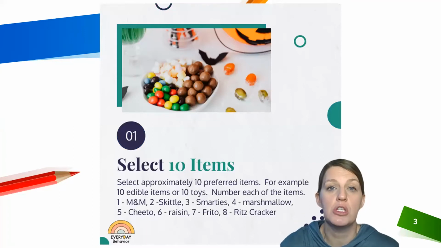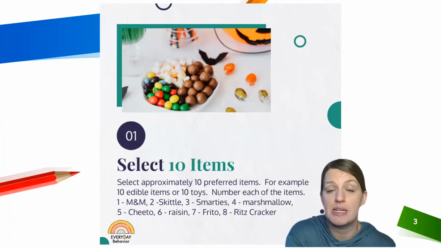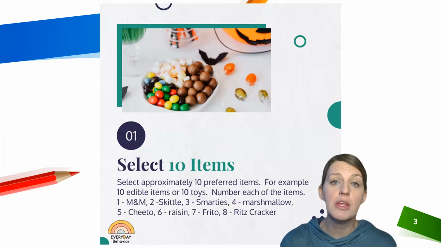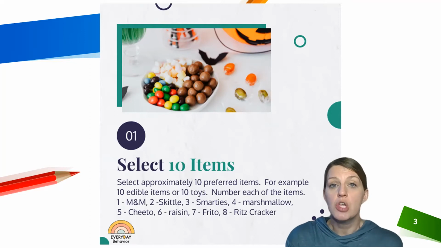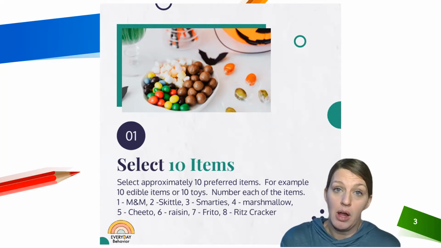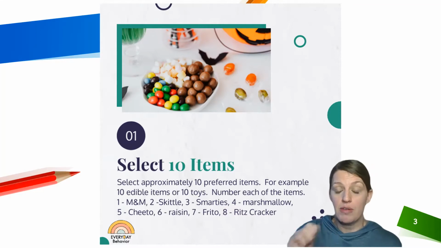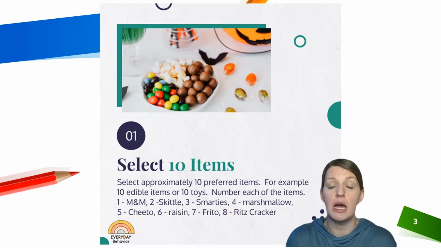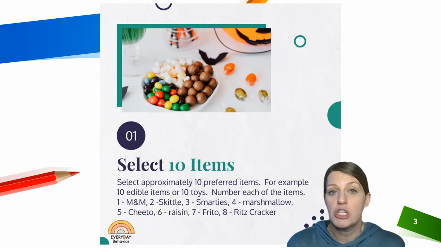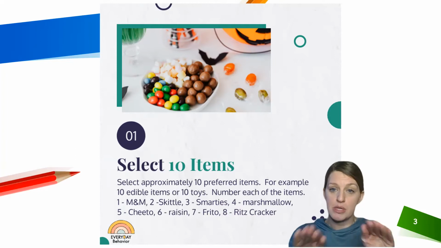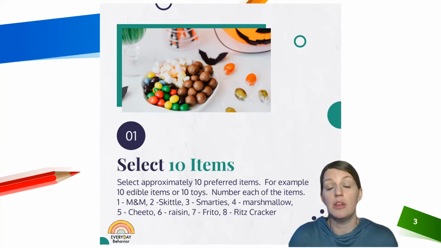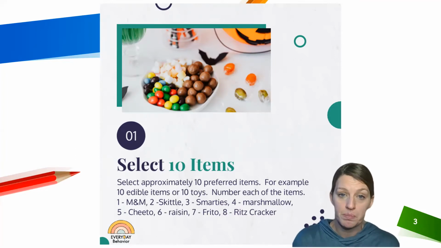So the first thing you want to do is select approximately 10 items. One of the things to think about in a paired choice assessment is you want things that are quick and easily consumed. So that would be edible items, or maybe like driving a car versus playing with the trains, or watching a video, or playing a quick game on the computer. So something that's real quick and easy that you can present both choices so that it's clear that there's a choice that needs to be made.